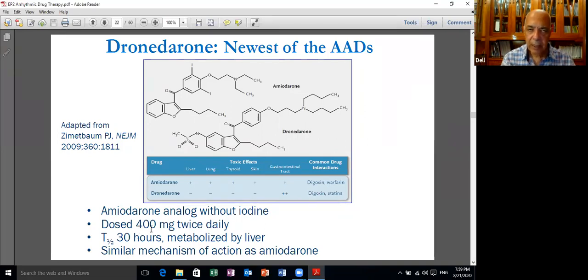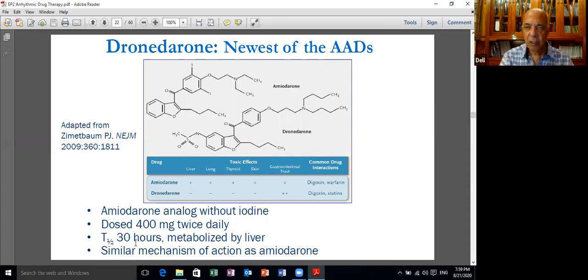The second thing is the less toxicity because of the removal of the iodine ion. So it's an amiodarone analog without iodine. This is the dose. The half-life is much shorter. It has a similar mechanism of action. And as we said, amiodarone possesses the action of the 4 classes of the Vaughan Williams classification, and the same applies to dronedarone. An important point to observe is that this drug is used only for the maintenance of sinus rhythm in patients with atrial fibrillation.